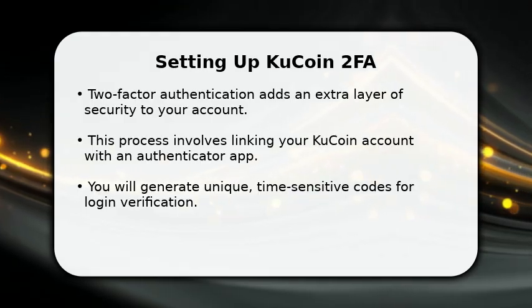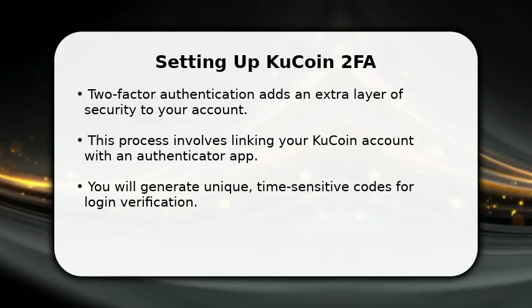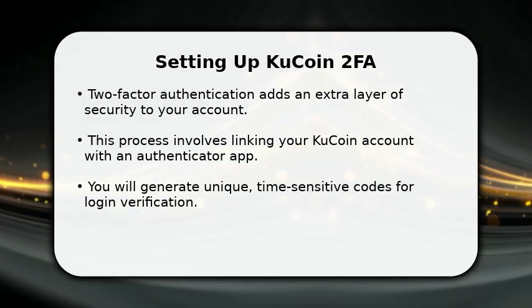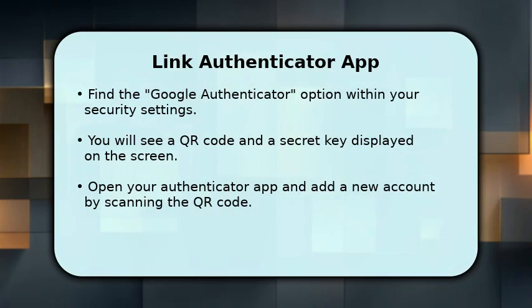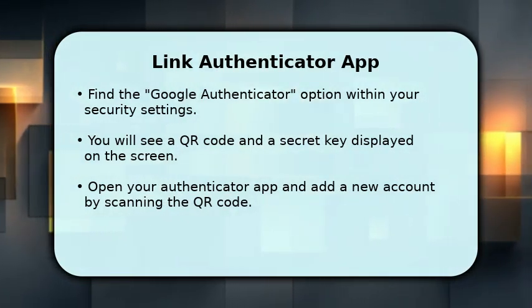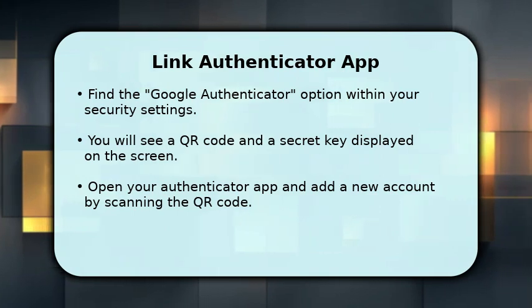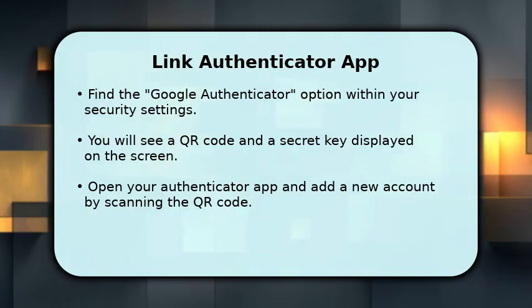Once logged in, locate your security settings, which are usually found under your Profile or Account Management section. This is the initial step to enhance your account's protection. Next, within your security settings, find the option for Google Authenticator and click to enable it. KuCoin will then present you with a unique QR code and a 16-digit secret key.